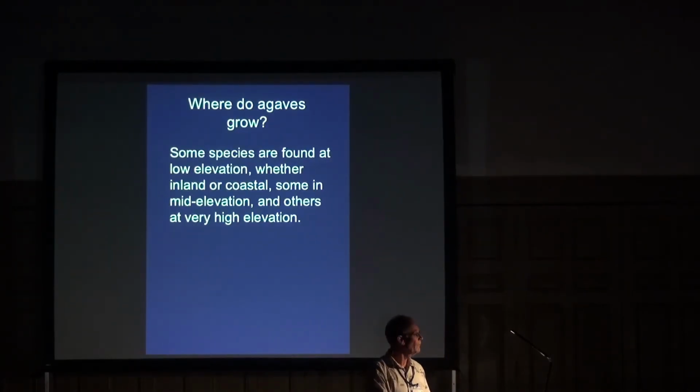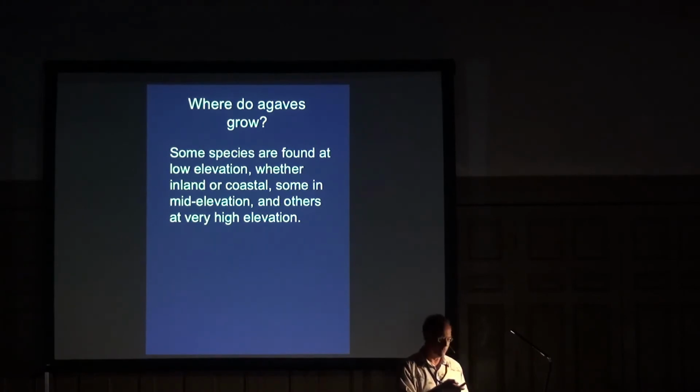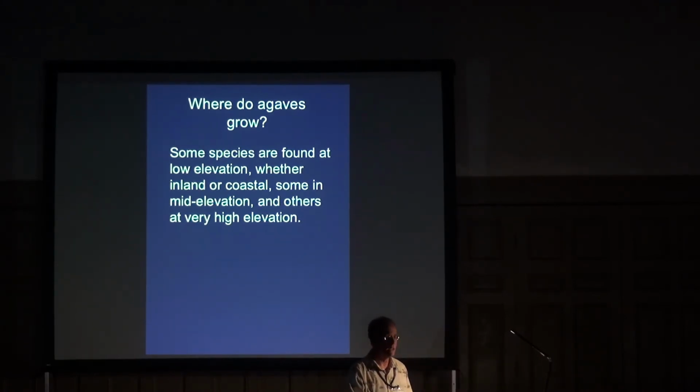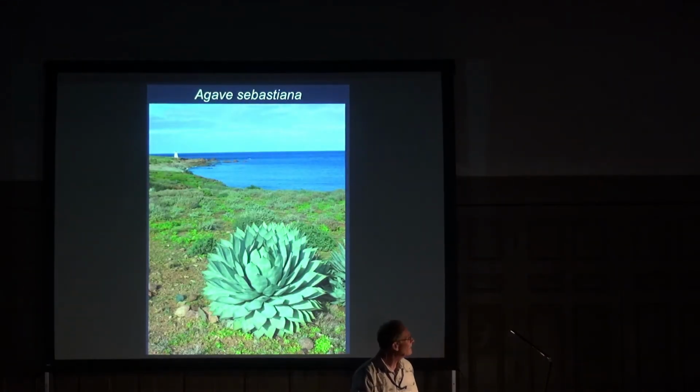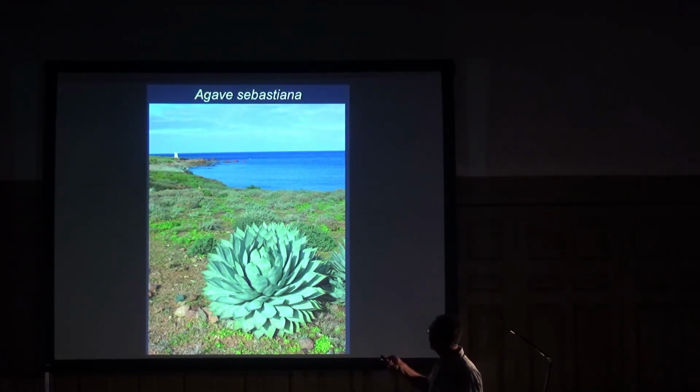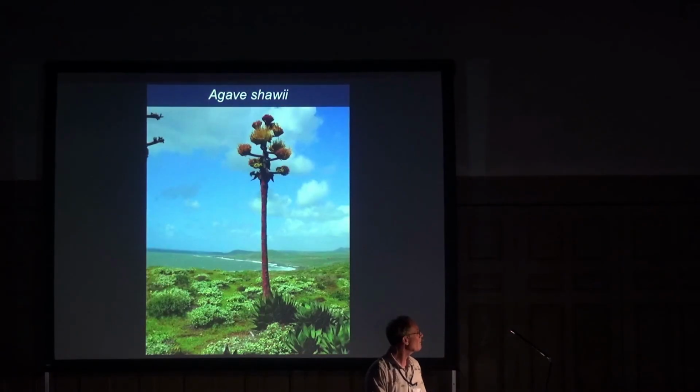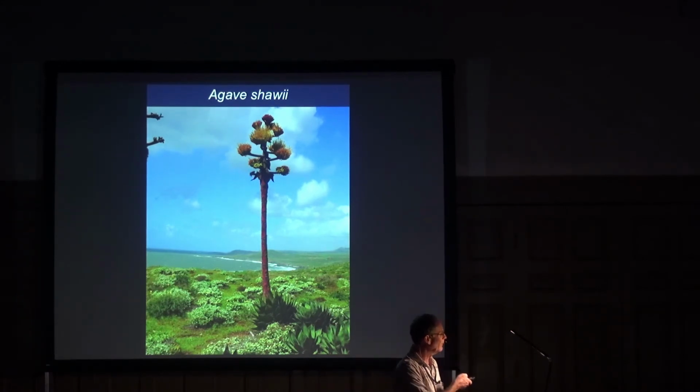So where do they grow? Sometimes they're found at very low elevation. The sweet spot tends to be mid-elevation, and then some grow at very high elevation. So let's look at a couple of examples. Agave sebastiana is one of those low elevation ones. You can see this is on Cedros Island, and you can see the Pacific right here within spitting distance of the plant. Agave xiaoyai is also right along near the coast there, within sight of the Pacific Ocean.